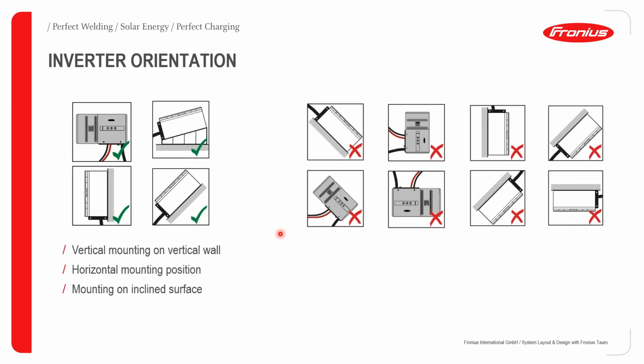In terms of the orientation, we have 4 key orientations that are permitted, as we can see here to the left. So we can talk about vertical mounting, horizontal mounting position, as well as mounting on an inclined surface. All these other orientations shown here, about 8 of them, are not allowed. Some of them also for safety reasons, because when the inverter is mounted like this, you cannot actually properly secure it to the mounting bracket.